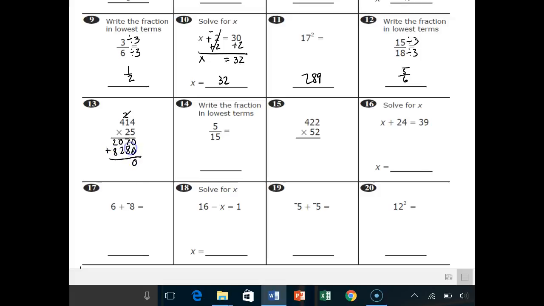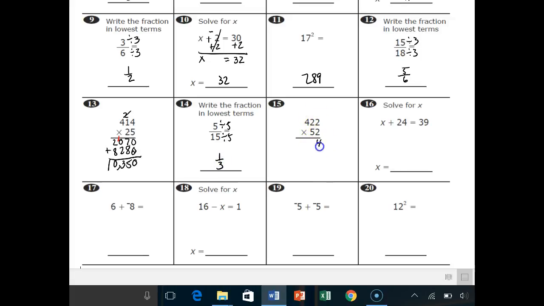So we get 0. We get 15 here. So I will carry a 1 right there. We get 1 plus 0 is 1, plus 2 is 3. And 2 plus 8 is 10. So 10,350. Number 14, I can divide by 5 on both sides. I get 1/3.